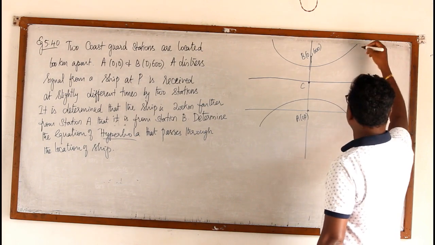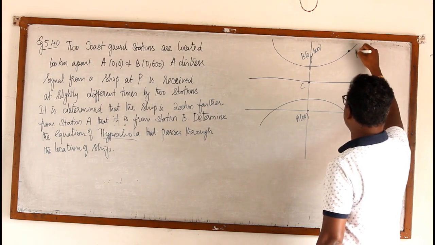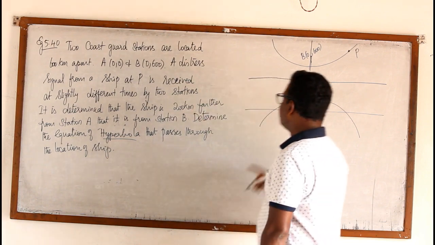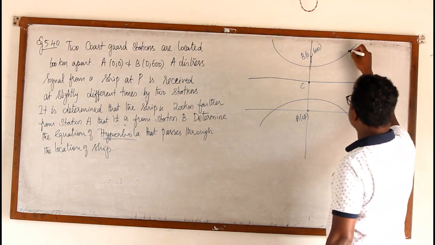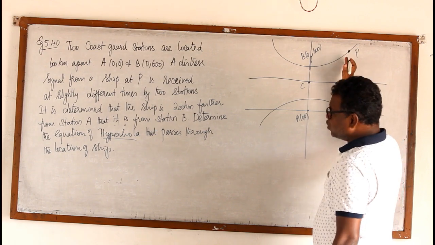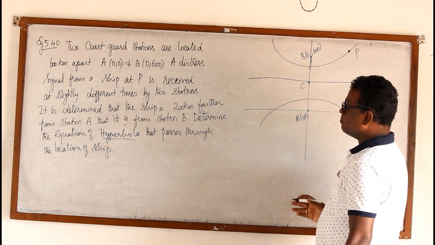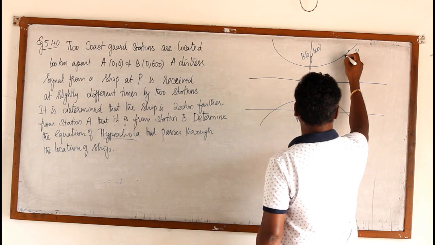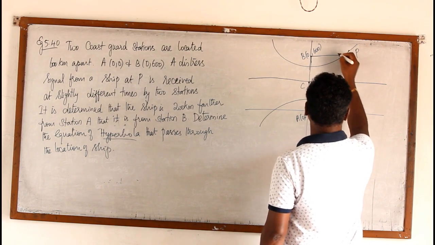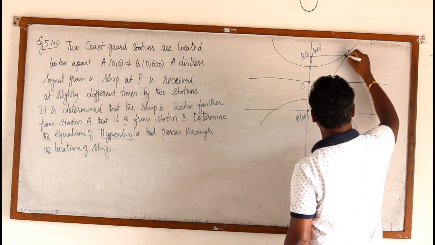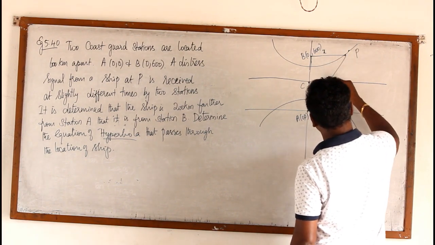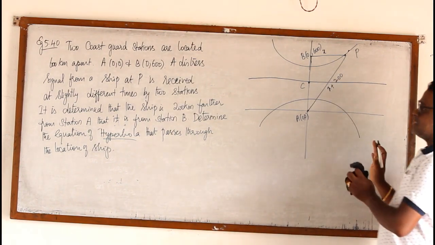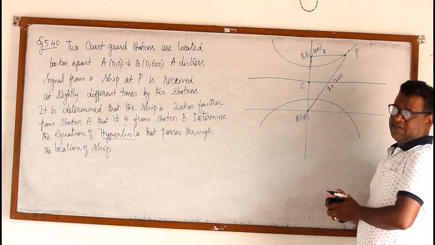So the ship will be on the curve, maybe somewhere here, point P, because the curve passes through the location of the ship. So point P may be here, and this point P is 200 more from A than from B. That means if I take this distance as x, then this distance will be x plus 200. This is what they give. So this is the actual situation of this problem.